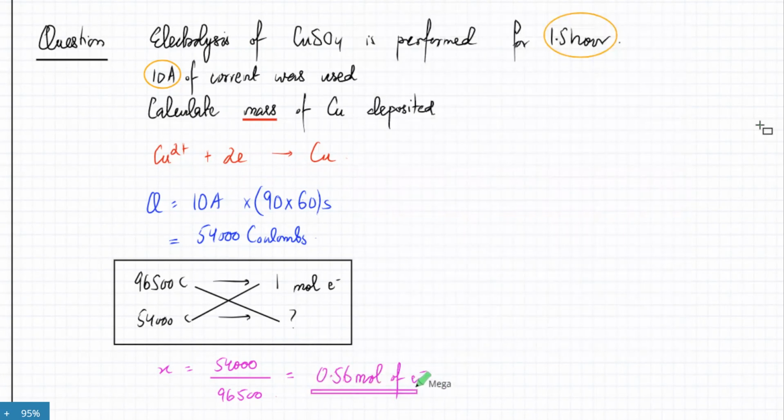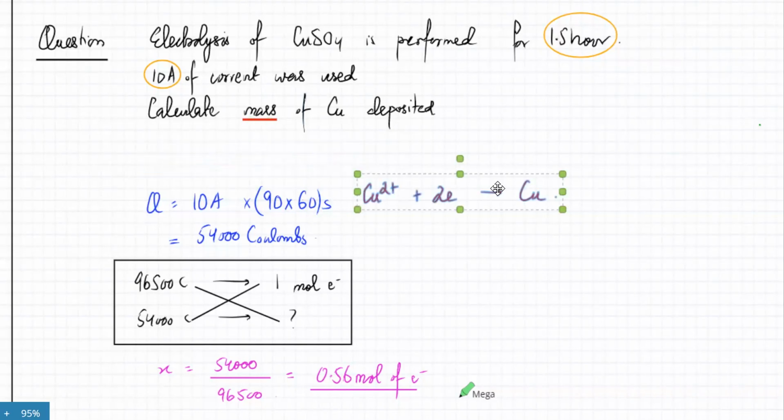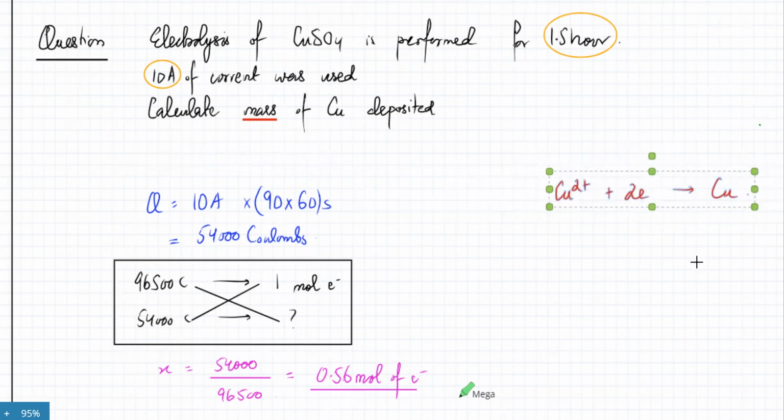So this is what we have done so far: we figured out the moles of electrons going through the circuit. We used Q is equal to IT to figure out the charge, and using the Faraday constant, we figured out the moles of electrons. So what do I do with that? I know the equation for copper getting deposited. The moles of electrons passing through the circuit are 0.56 moles.